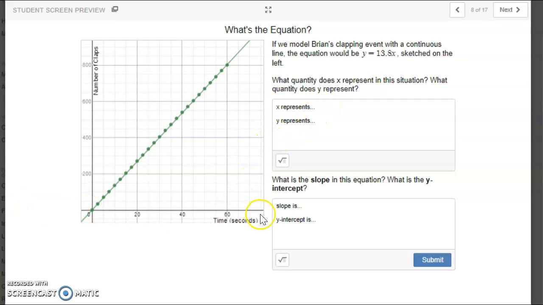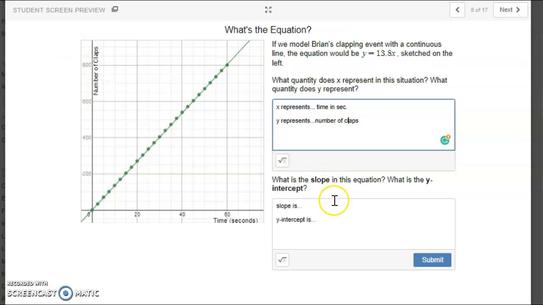Well, the x-axis represents the time. So I am going to write, this is time in seconds. And what does y represent? It's the number of claps, and that's from the y-axis.